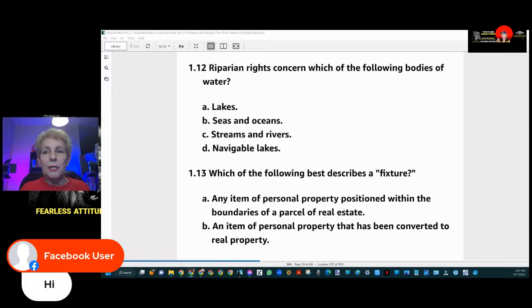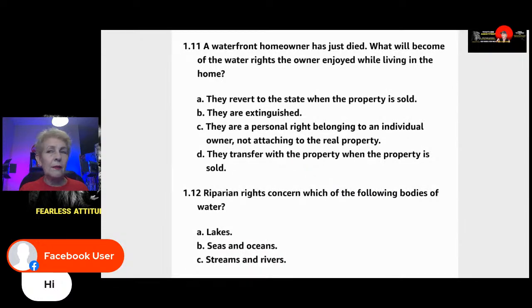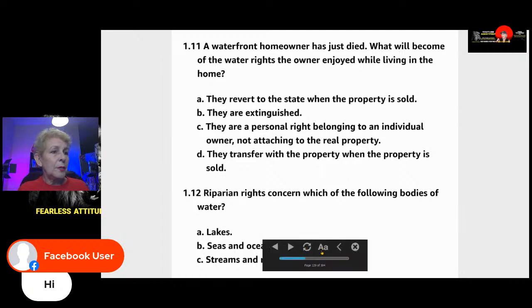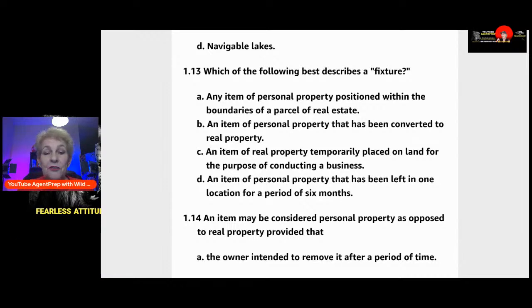All right, number 13. Which of the following best describes a fixture? What is a fixture? A, any item of personal property positioned within the boundaries of a parcel of real estate. B, any item of personal property that has been converted to real property. C, an item of real property temporarily placed on land for the purpose of conducting a business. Or D, an item of personal property that has been left in one location for a period of 6 months.